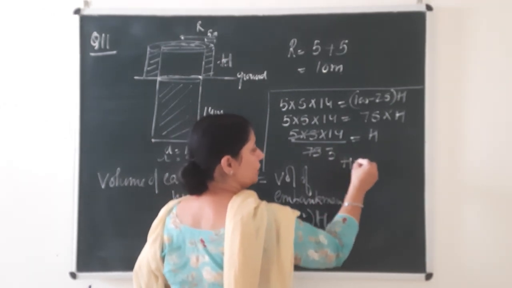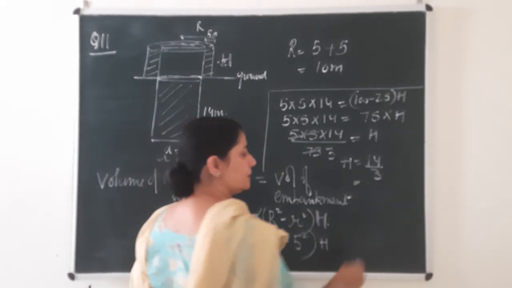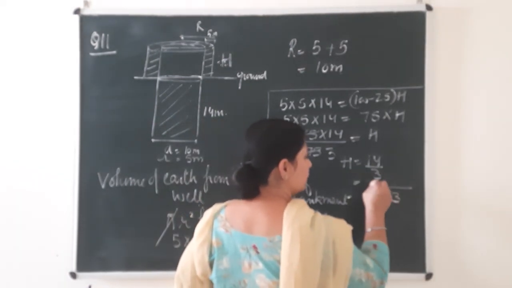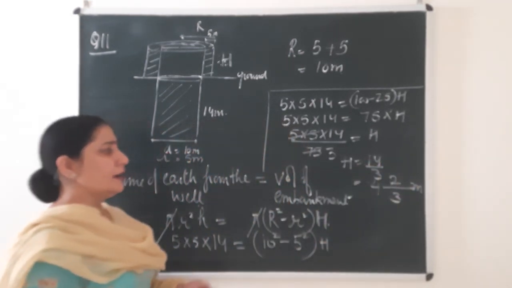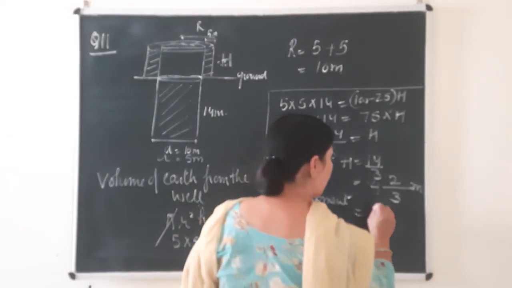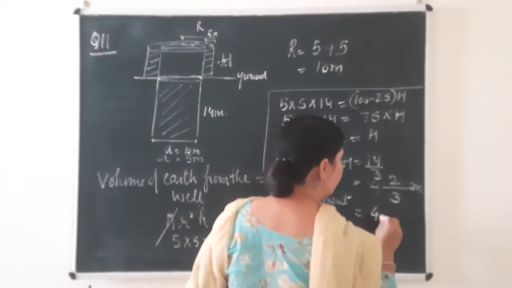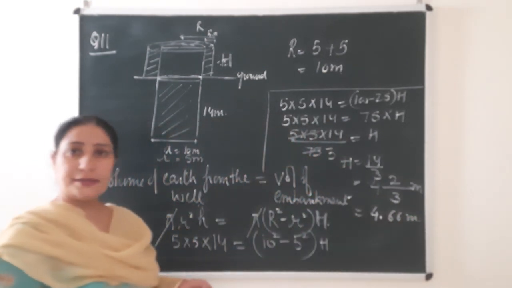So h is equal to 14 upon 3, which can also be written as a mixed fraction: 3 4s are 12 and 2. So you can write that your height is equal to 4 2 by 3 also, or it can be written as 4.66 meters approximately. Is it clear to all of you?